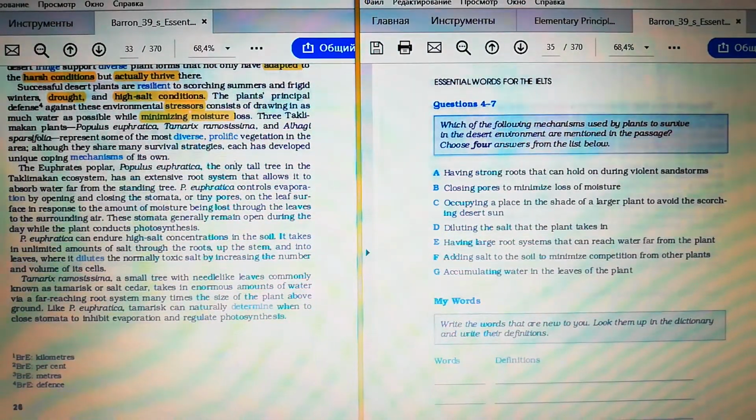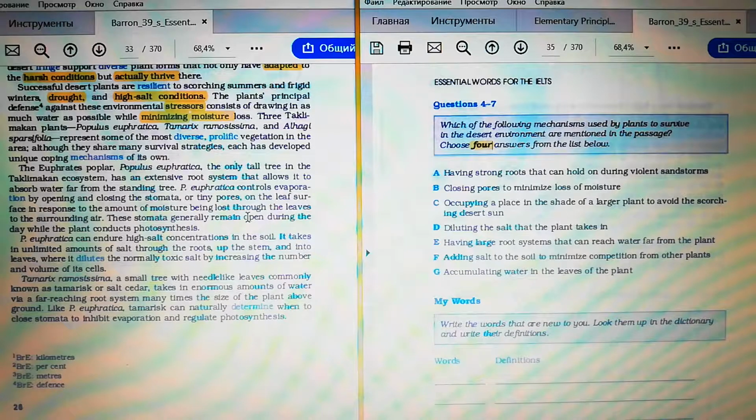So let's read questions from 4 to 7, and the task says, which of the following mechanisms used by plants to survive in the desert environment are mentioned in the passage? Choose 4 answers. So be careful, we have to choose 4 answers from here. Basically we have 7 answers and we have to choose only 4. So let's quickly review the answers to the questions: accumulating water, pores to minimize, sandstorms, salt, etc.